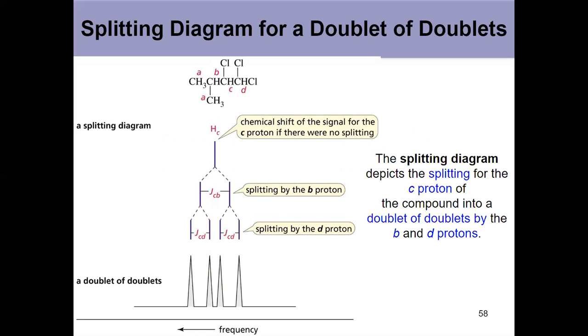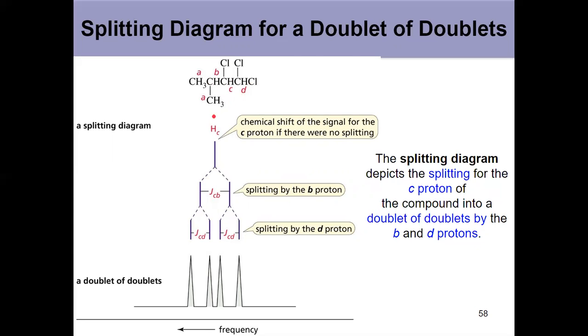Okay, so when we have a doublet of doublets, this is now a really useful diagram to see what's going on. And this is known as a splitting diagram or a splitting tree. This is depicting the splitting of proton C right here. So if we look at its neighbors, it's got a proton over here and then a proton over here.